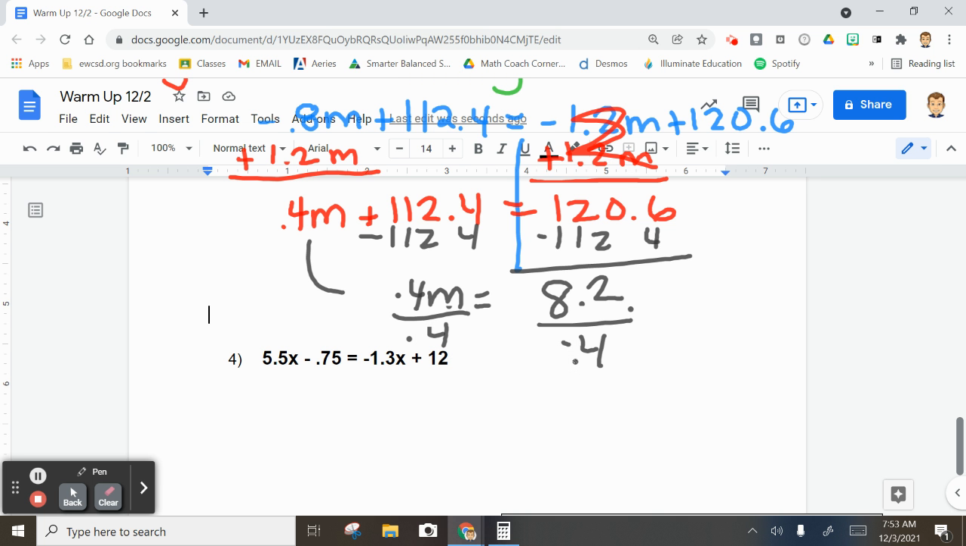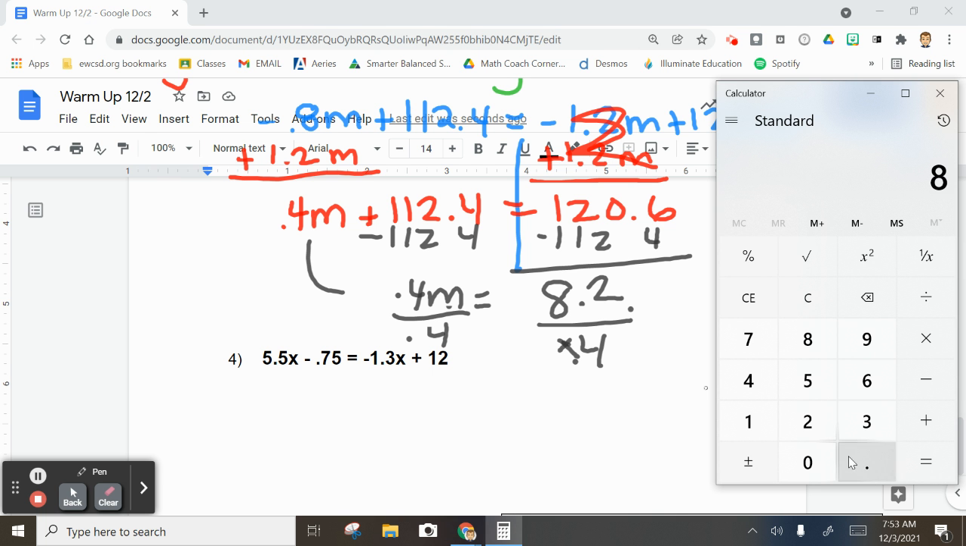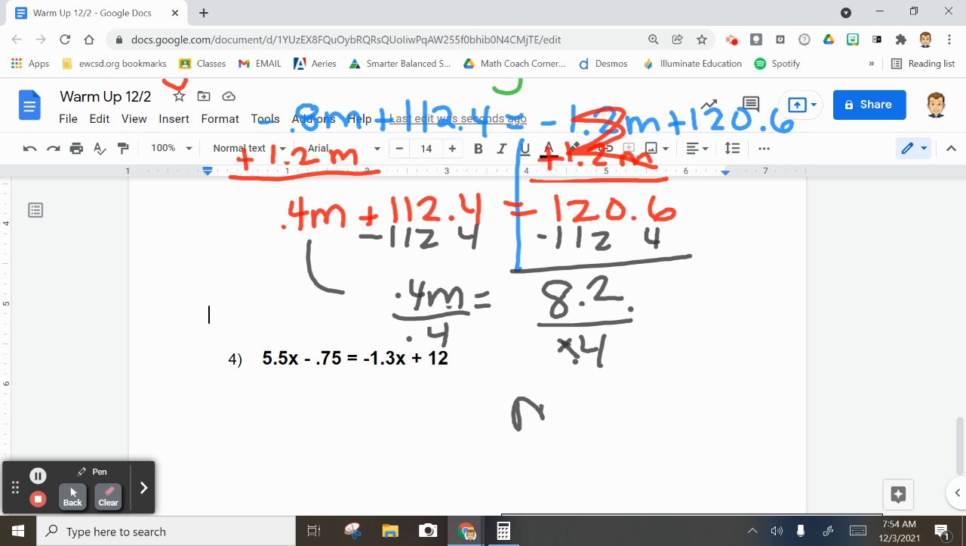It's a 0.4. That's not negative. My bad. That's not a negative. It doesn't have that. That's just here. Don't worry about that. And then use your calculator. So 8.2 divided by 0.4. Okay? You get 20.5. That's all I care about. 20.5 is all I care about.